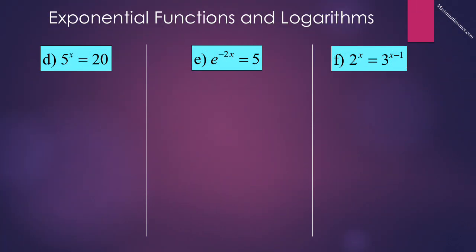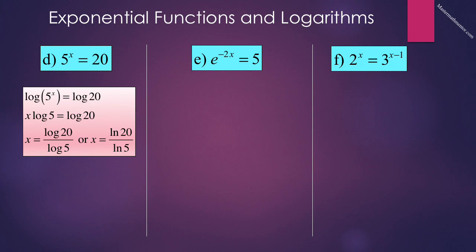In 2, d through f are exponential equations, and while we could solve these graphically, let's solve them algebraically. In d, we have 5 raised to the x is equal to 20. The way we solve this is to take the log of both sides, or if you wanted to, the natural log of both sides. We get log of 5 to the x is equal to log of 20. We could use our log rules now to write this as x log 5 is equal to log 20, and therefore x is equal to log 20 over log 5.